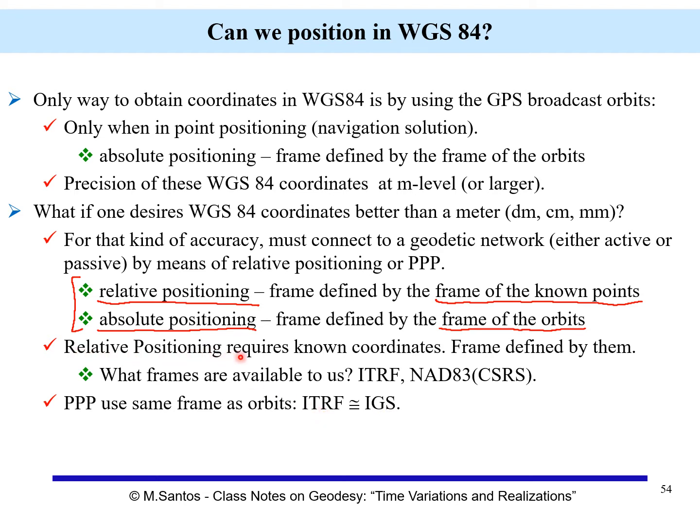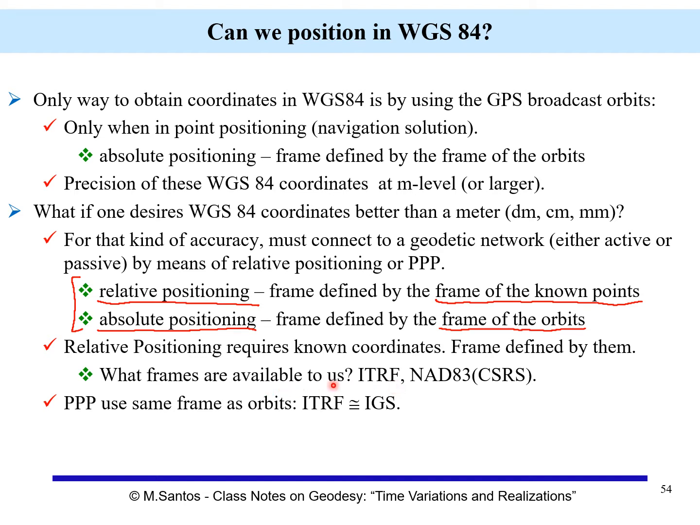And in relative positioning, what we need to do is to connect to a known point. What are the coordinates of the known point? Well, what are the coordinates we have available? They're going to be ITRF or they're going to be NAD83. In Canada, they're going to be NAD83 CSRS. We have to be careful with the reference epoch, because provinces use different reference epochs. And I mentioned the software TRX. It's quite useful in this regard.